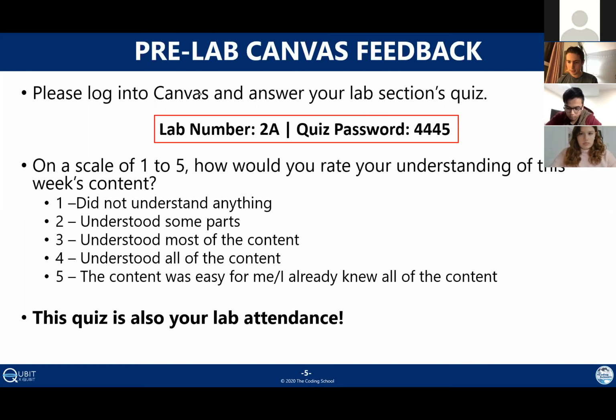How can we make sure we submitted the quiz properly? I believe, if you hit submit on the quiz, there's only one question. It'll just ask on a scale of 1 to 5, how would you rate this week's content? You answer 1 to 5, click submit, and then it should be submitted just fine after that.